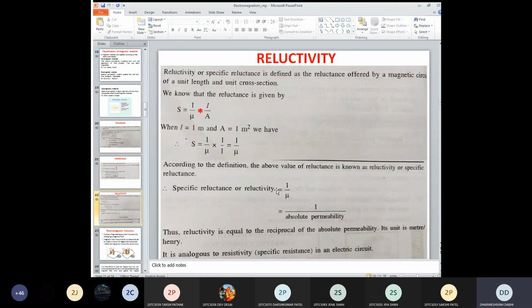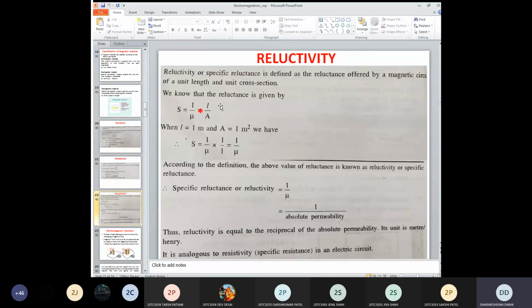Okay. Next term is reluctivity. It is the same as the analogy with the electric circuit. We have seen the resistivity. Same way here in the magnetic circuit, it is reluctivity, or you can say the specific reluctance. The definition of specific reluctance says that it is the reluctance offered by the magnetic circuit of a unit length and unit cross-sectional area. As we know, the equation of S is equal to L divided by mu into A. Here, mu is equal to mu 0 into mu r.